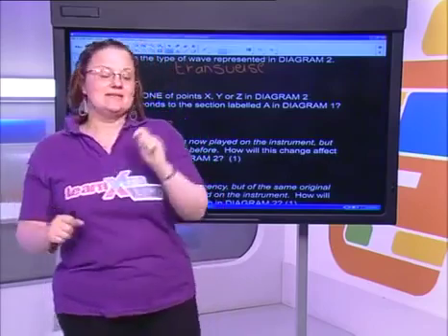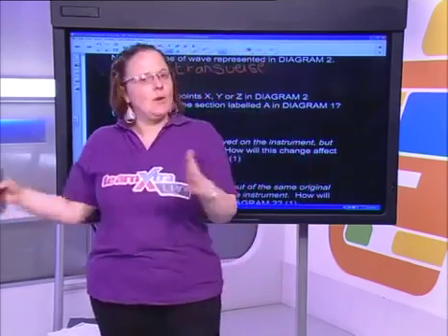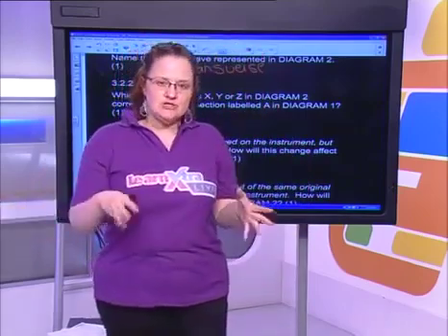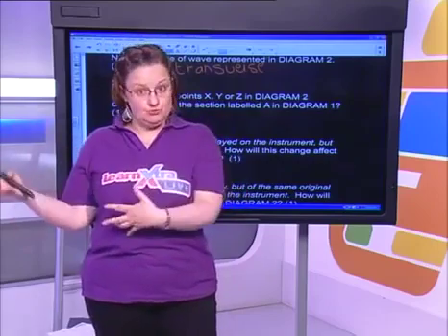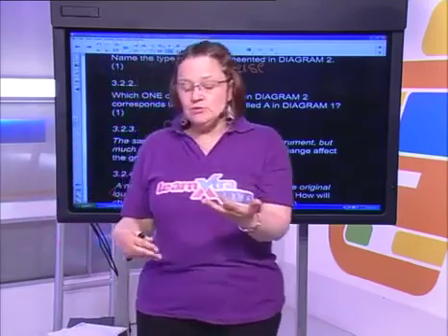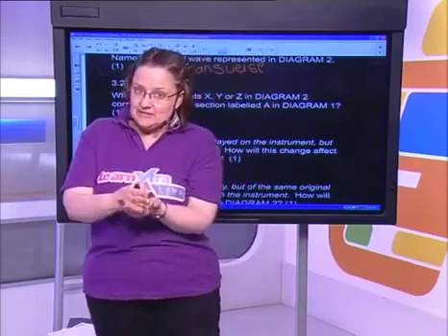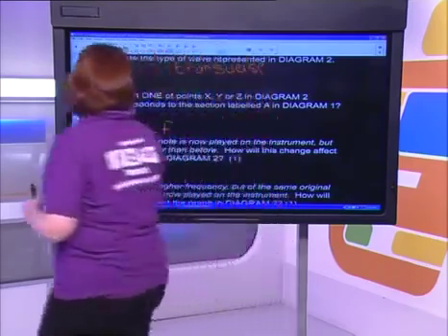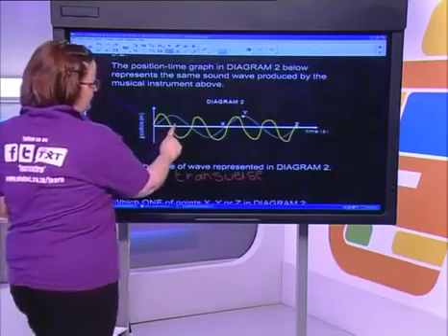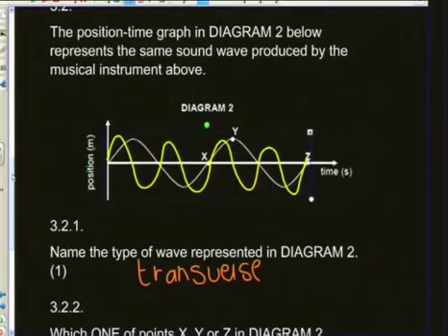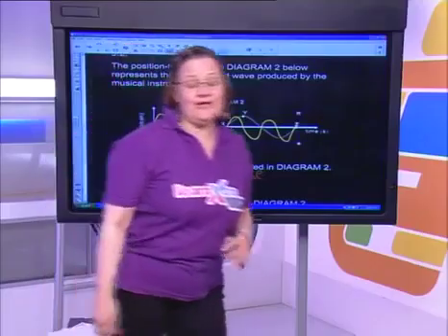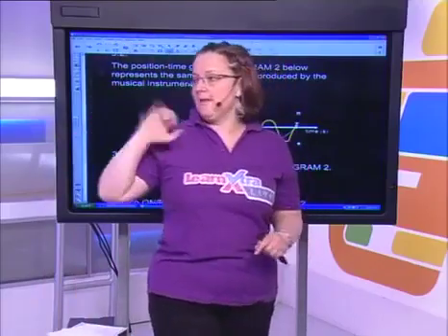The wavelength is the distance between two consecutive points in phase of a wave. On a transverse wave, it's the distance between two crests or two troughs. On a longitudinal wave, it's the distance between two compressions or two rarefactions. Amplitude is the maximum displacement, in other words, how much the wave moves from the rest position, how far away from the rest position the particles move. Okay, that's amplitude.